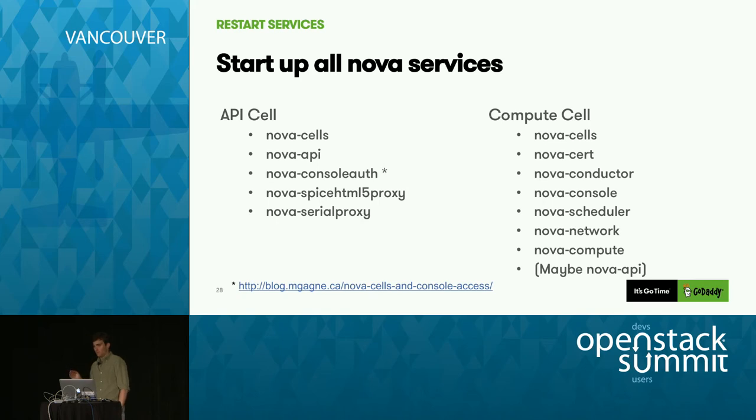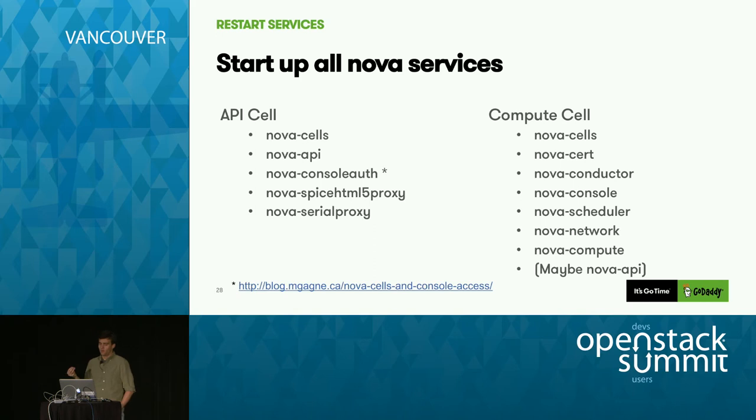So that's all we need to do to get everything set up. Now we can start the services and get everything flowing. On the API cell, there are only a few services that actually run there. Obviously, Nova cells is going to run everywhere in the setup, and our API cell is where the API is going to live. Additionally, up there, you've got to run all the different console and serial proxy type services. That's where they belong. Pretty much everything else goes in the compute cell. So that's conductor, scheduler, compute, and obviously Nova network, if you've got that.